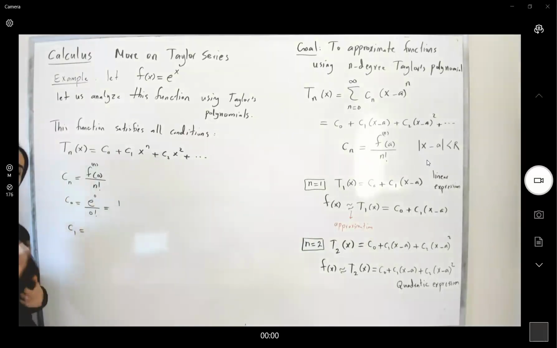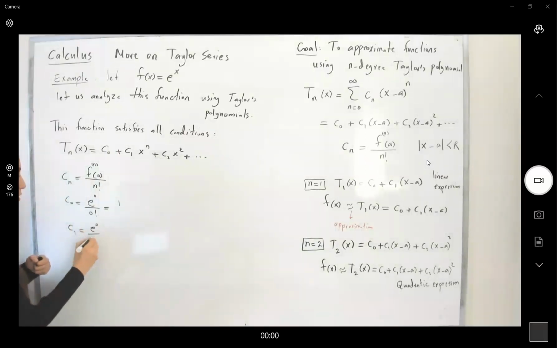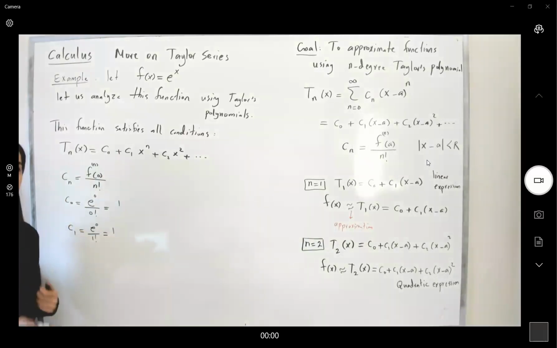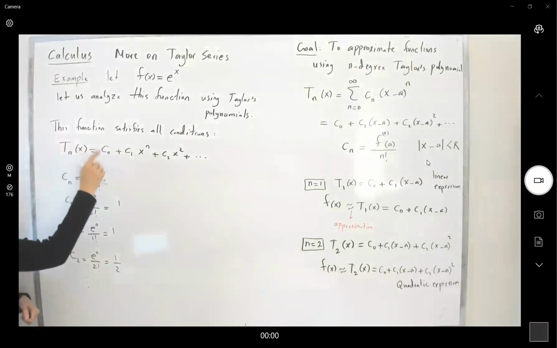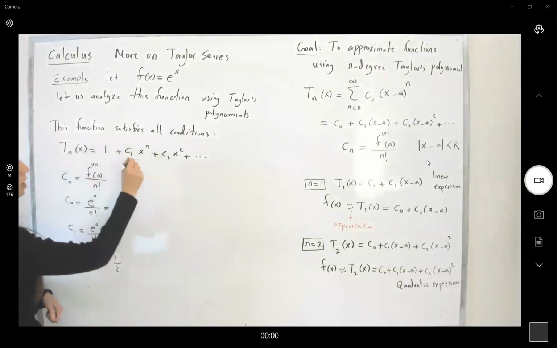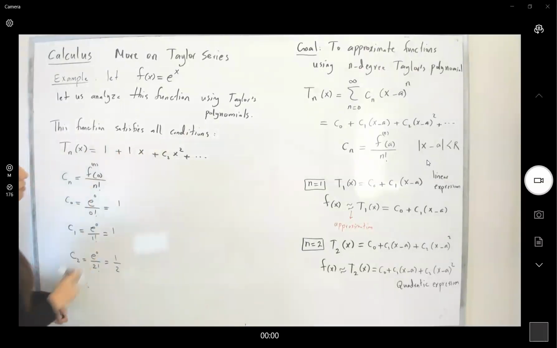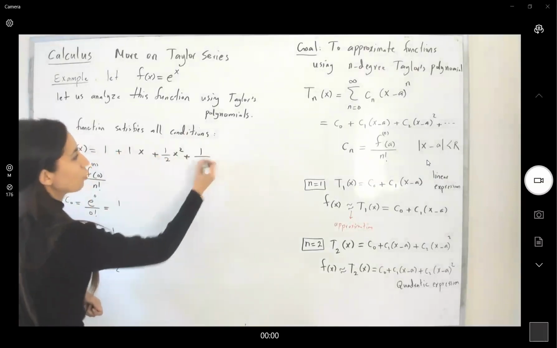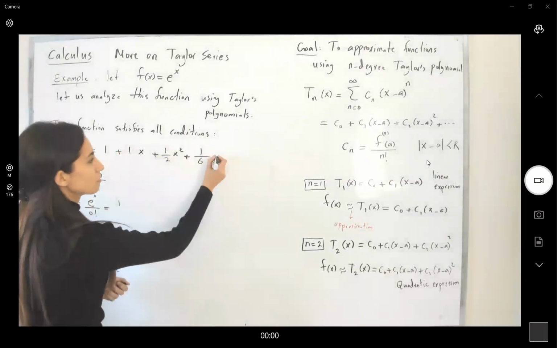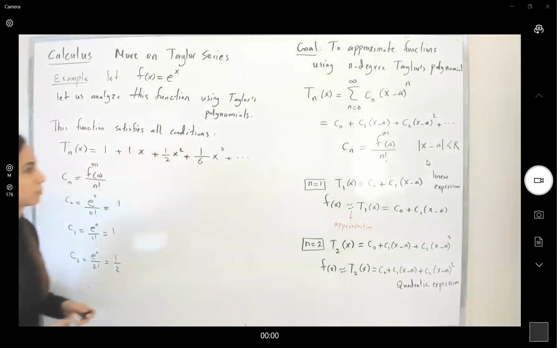The first derivative of the function e to the x at 0 is e to the 0 divided by 1 factorial, which is again 1. C sub 2, we calculate that. Again, we have the derivative of e to the x, which is e to the x, e to the 0 divided by 2 factorial, a half, and so on. So here your T_n of x is 1 plus 1 x to the first power, and here you have a half x squared, then you have 1 over 3 factorial, which is 6, x cubed, plus the rest of the terms.